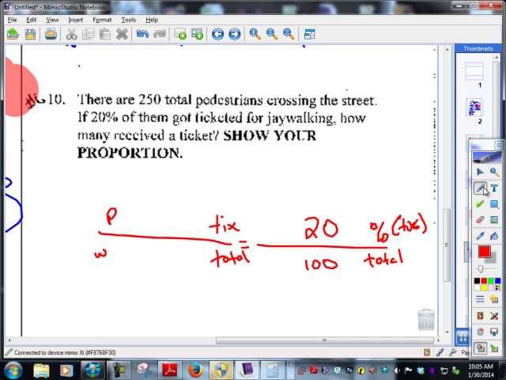So, now I got to go back and determine, are they giving me the amount that got tickets, or are they giving me the amount of all the people that were crossing the streets? Bella? Give me the other thing, because it says there are 250 total. You're incredible. Nice job. And the answer here is 50? Yes, it's 50. 50 people got ticketed.